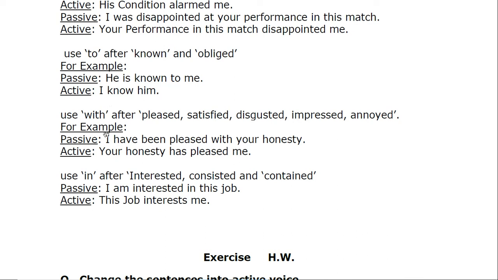Now after, I use with. When you will use with?